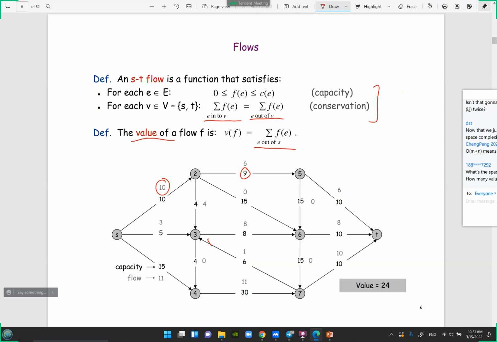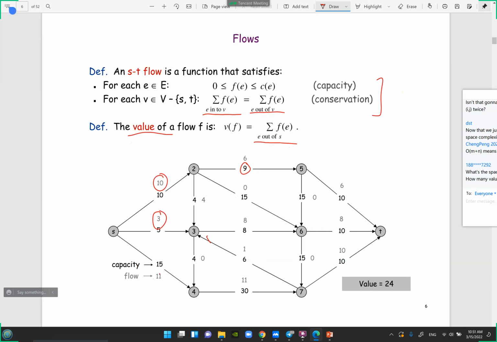Now, how much flow did we send from S? Well, we just add up the amount of flow on all the outgoing edges from S. So that is equal to 10 plus 3 plus 11, which is 24. So this flow sends 24 units of flow from S to T. And now we're trying to find a flow which maximizes the amount you can send from S to T. So maybe, for example, you can send 25 units or 26 units.